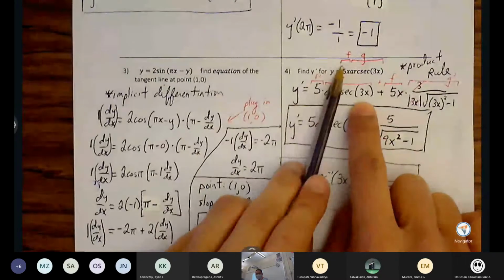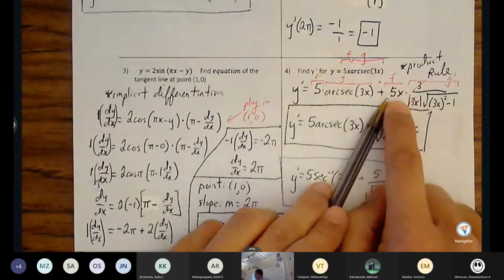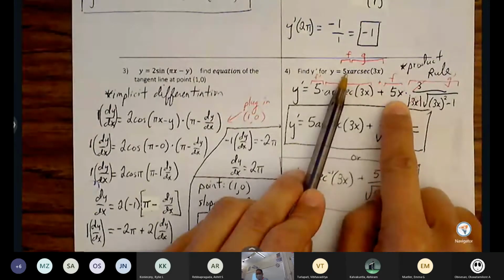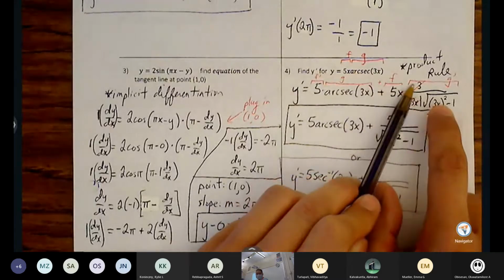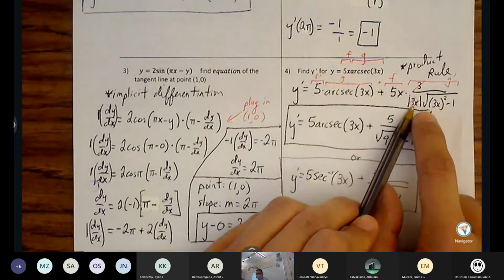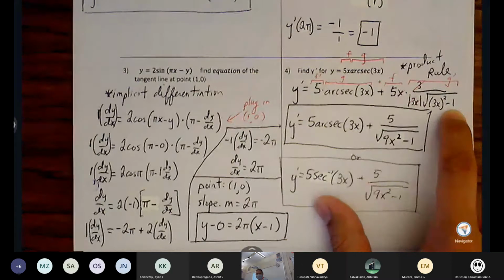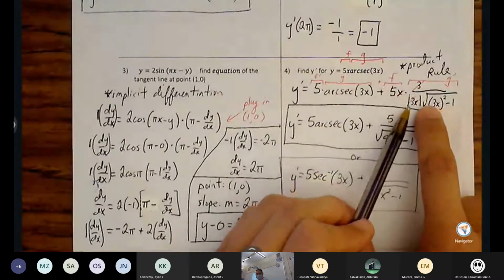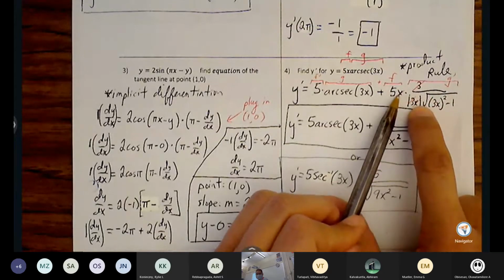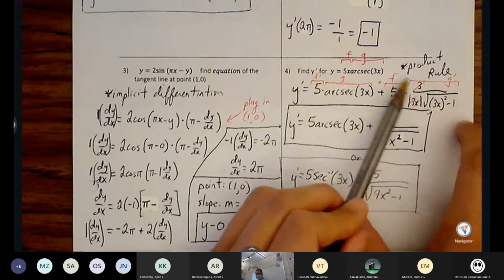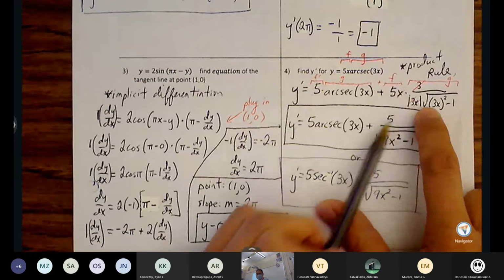F prime g plus fg prime, 5x becomes 5. We keep the arc secant, back to f. And then g prime. So arc secant's derivative is u prime over the absolute value of u times the square root of u squared minus 1. Now notice that even though the 3 and the x are inside the absolute value, I have a clean match with the x's, I have a clean match with the 3's, so I can cancel everything out inside the absolute value. There's nothing that remains, there's no need for absolute value anymore.